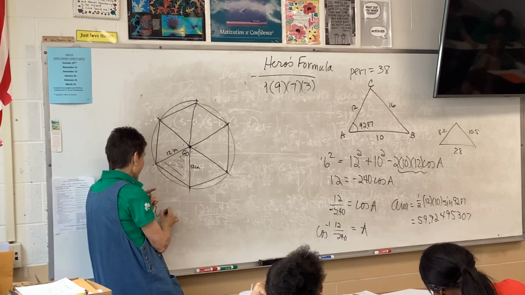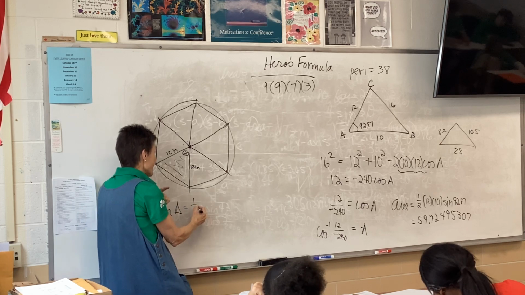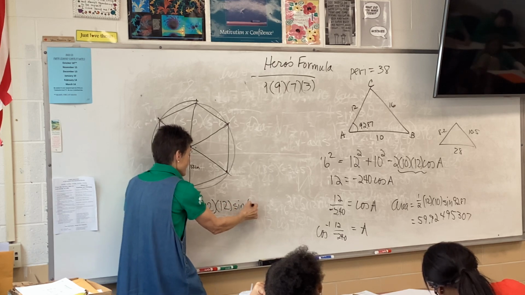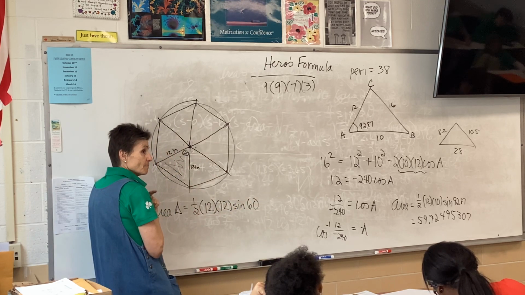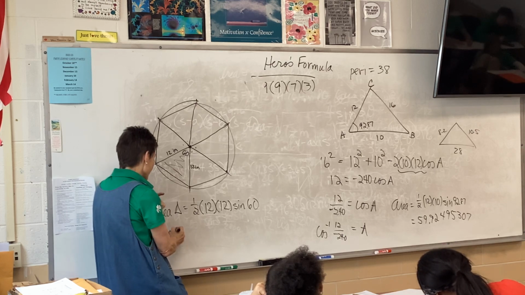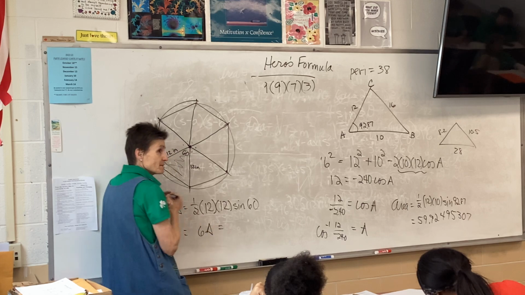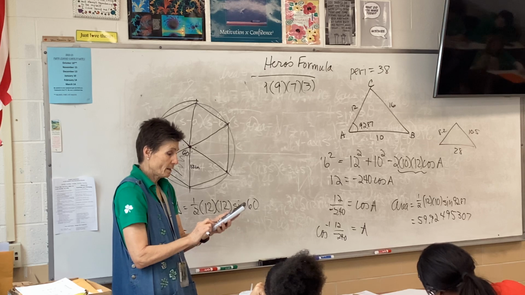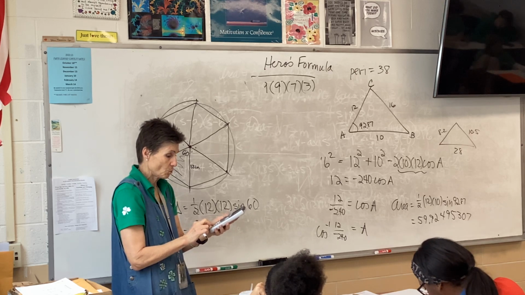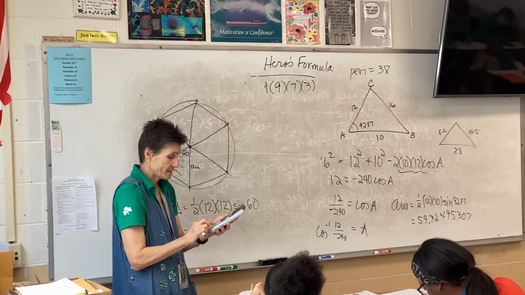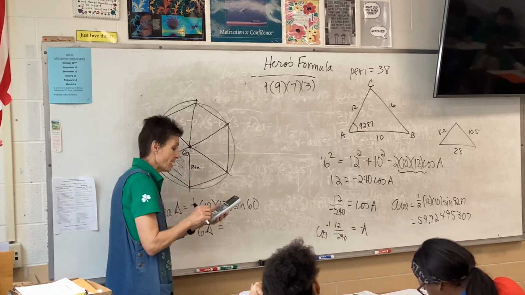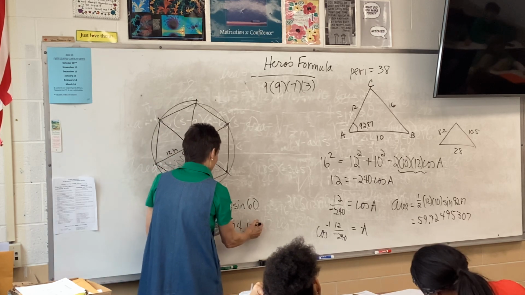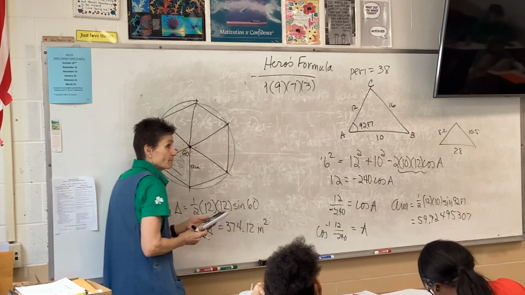So what is the area of that triangle? 1/2, 12, 12, sine 60? And then the hexagon will be 6 times that? Yeah. So here we go. 1/2, 12, 12, sine 60. And then don't even write it down, just hit times 6. Did you get 374.12 square inches?